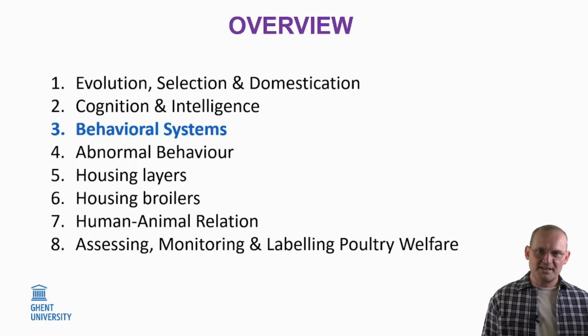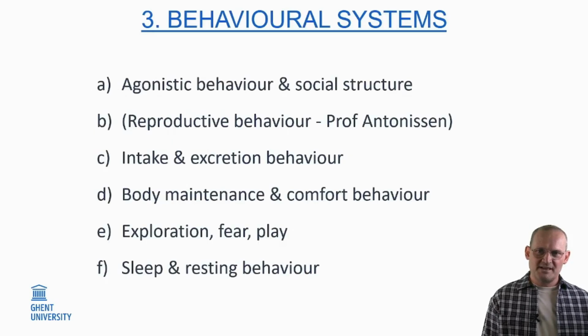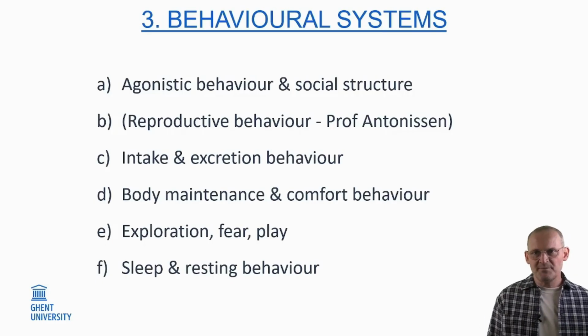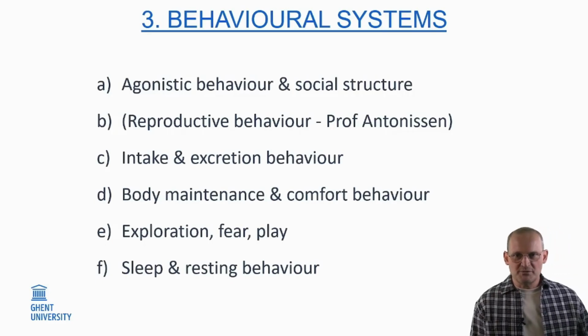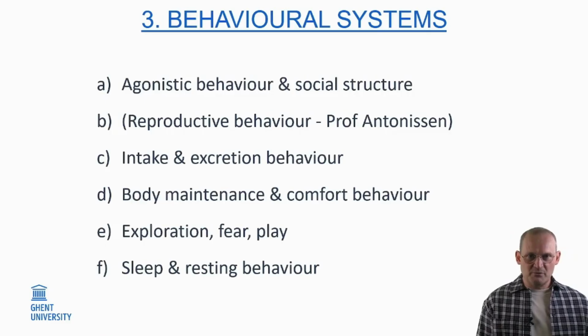And the behavioral systems, I will talk about 6 behavioral systems. The first one, agonistic behavior and the social structure. I normally would also cover reproductive behavior, but that will be covered by Professor Tuyttens.